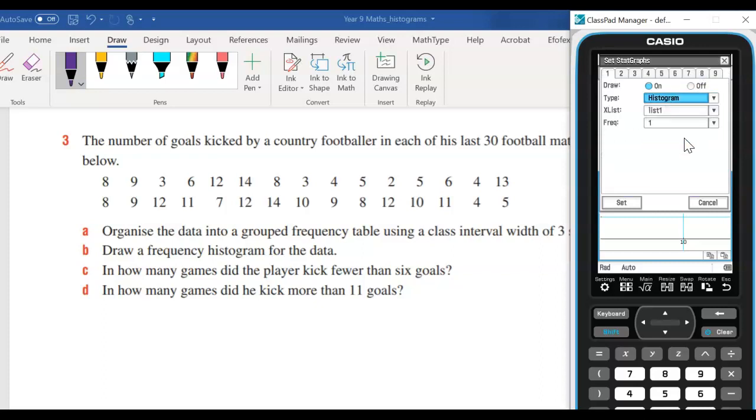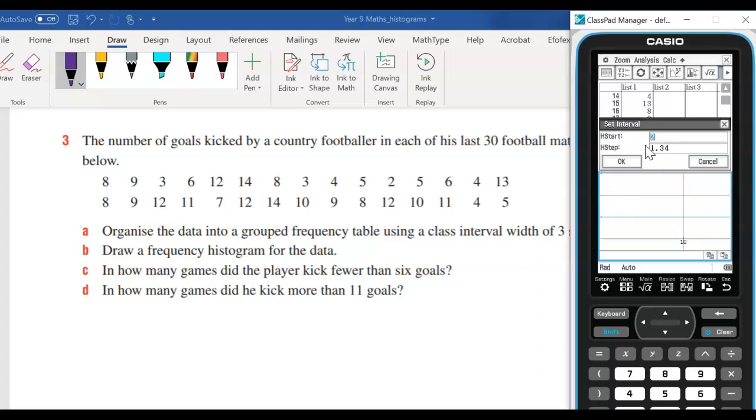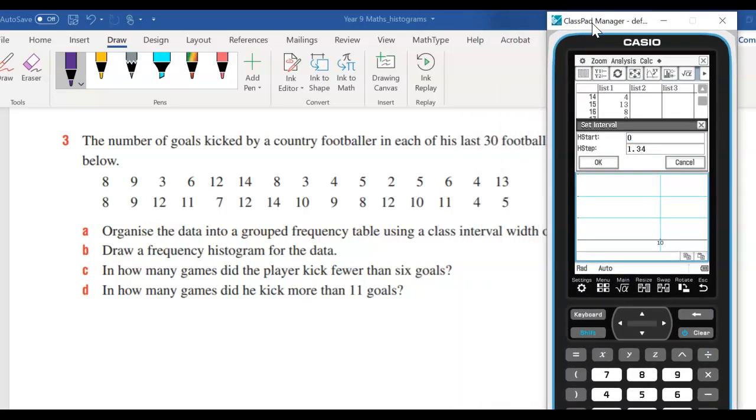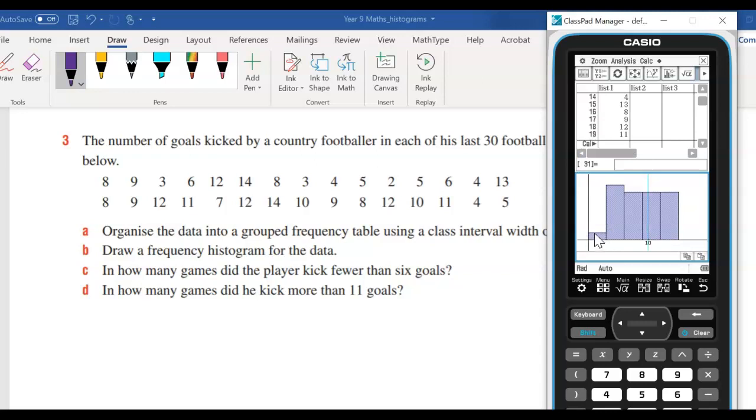So let's just go back to histogram. Okay, and we want to start at, does it say where to start? Starting at 0. Okay, and we want a width of 3, so I'm going to change that. It's weird how the calculator does these weird numbers, but make sure you always choose the interval, and you can see there, if we go to Analysis and Trace, you can find those values.